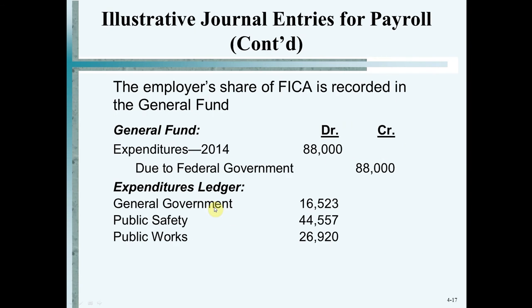The employer's share of FICA is recorded in the general fund. This is a different share of FICA, not what was withheld, but the employer's share. So the expenditures are recorded at 88,000 and due to federal government at 88,000. And in the expenditures ledger, they just divided it up between the three departments here.